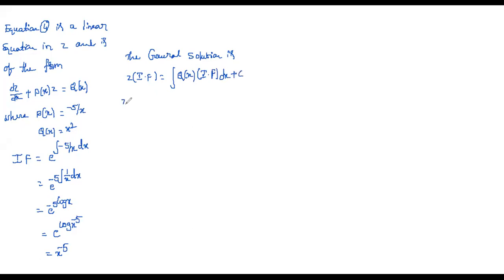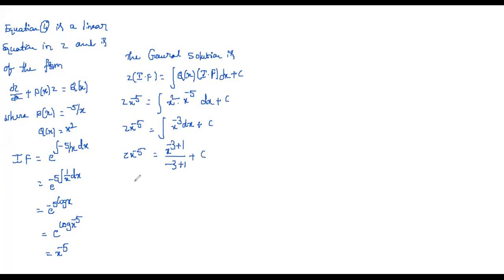So here z into the integrating factor, which is x power minus 5, is equal to the integral of q of x, which here is x square, and the integrating factor is x power minus 5, dx, plus a constant. So z into x power minus 5 is equal to, here it is a power m into a power n, simply what we'll get? 2 minus 5 is nothing but minus 3, plus a constant. And now z into x power minus 5 is equal to the integral of x power minus 3, which is x power minus 3 plus 1 by minus 3 plus 1, plus a constant.